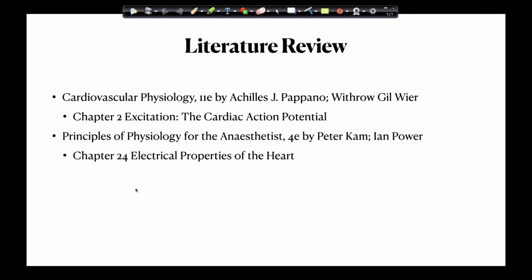As I said in the post before, the chapter by Pappano is very detailed and very complex. And what I would do is use that just to supplement the information provided in Power and Kam, and also to clarify any points that have a point of contention, and we'll go through that in the following slides.